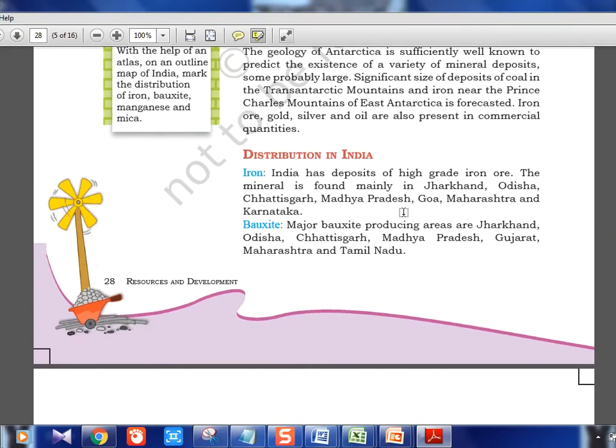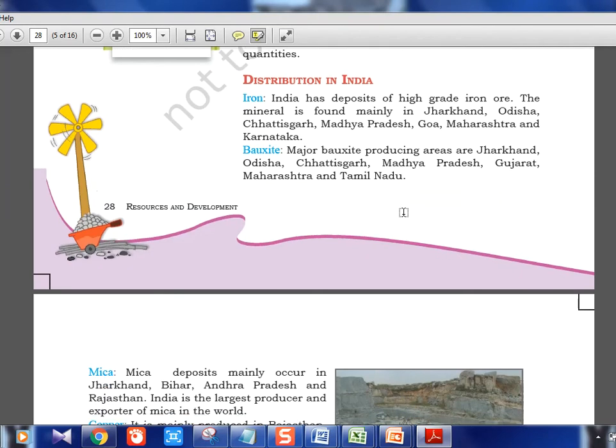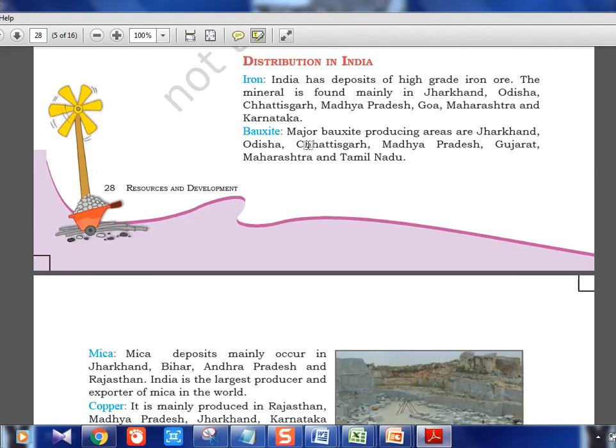Now India, much more important. Resources distribution. UPSC has asked the question also. So try to make a note of at least 2-3 states related to each of the minerals. Okay, iron. So Jharkhand, Odisha, Chhattisgarh, Madhya Pradesh, Goa, Maharashtra, Karnataka. So it's more of central and east India, you can tell, where iron ore is present. Bauxite, again Jharkhand, Odisha, Chhattisgarh, Madhya Pradesh, Gujarat, Maharashtra, Tamil Nadu. So here I think almost Tamil Nadu, Gujarat, south and west is also there for bauxite.